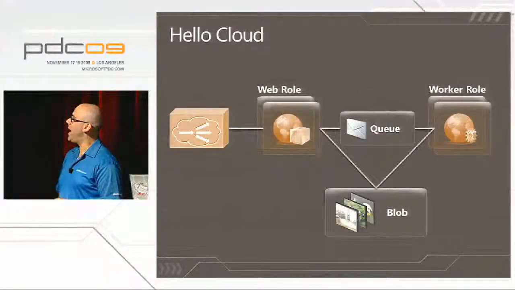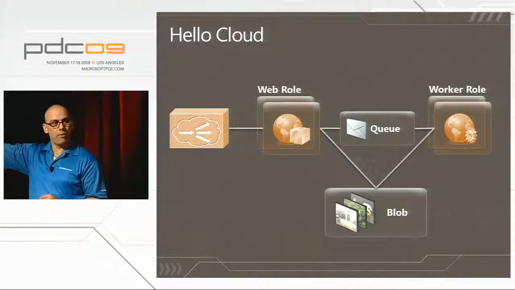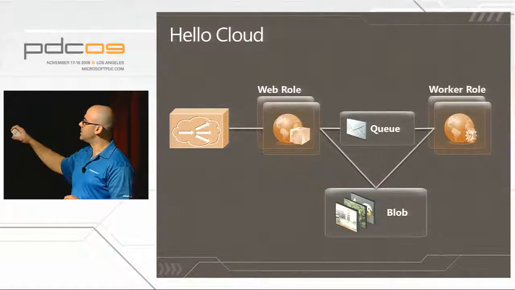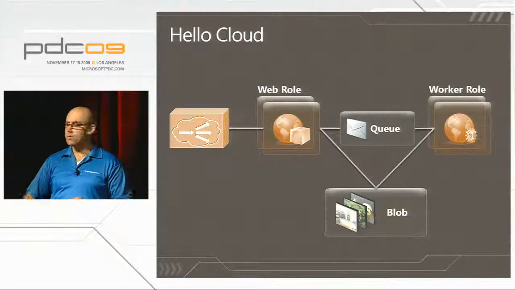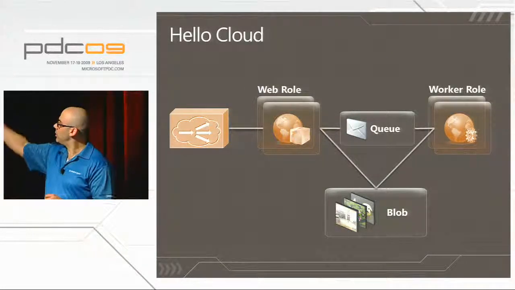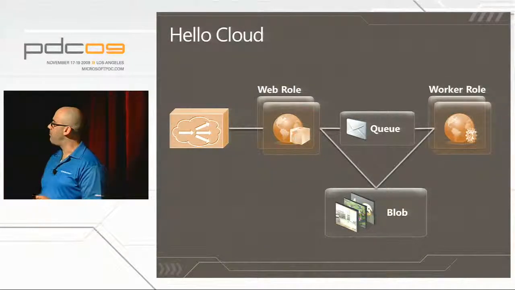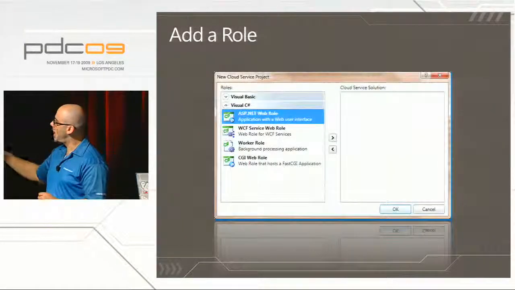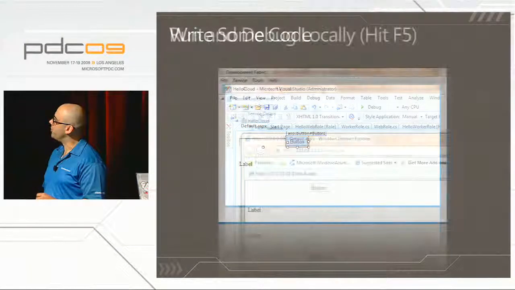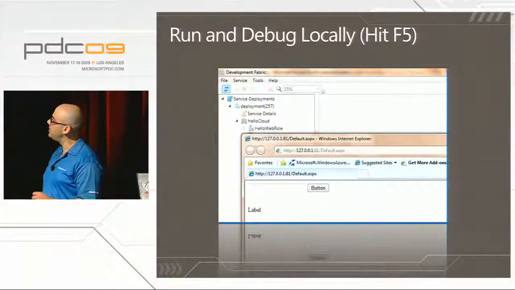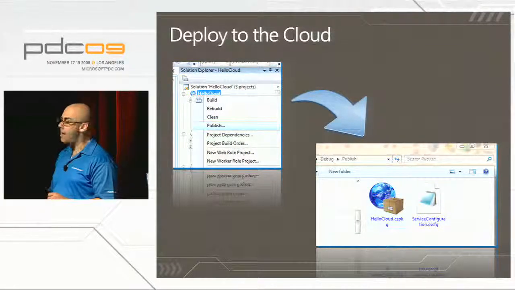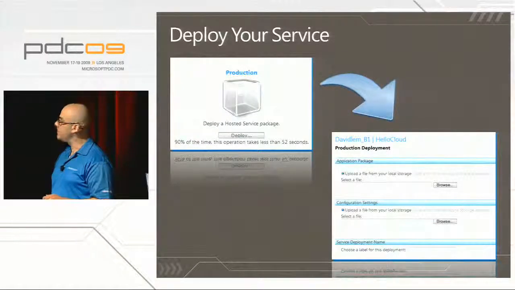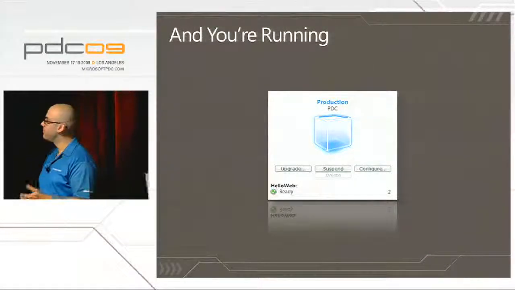So let's quickly recap. What did we do? We built our web role, multiple instances. We built our worker role, multiple instances. The web role was uploading a blob, creating a pointer in the queue. The worker role was able to consume that and process that blob. How did we do it? We create our new project, add a role, write some code, run and debug locally, deploy to the cloud, create our accounts, deploy the service, and you're running.